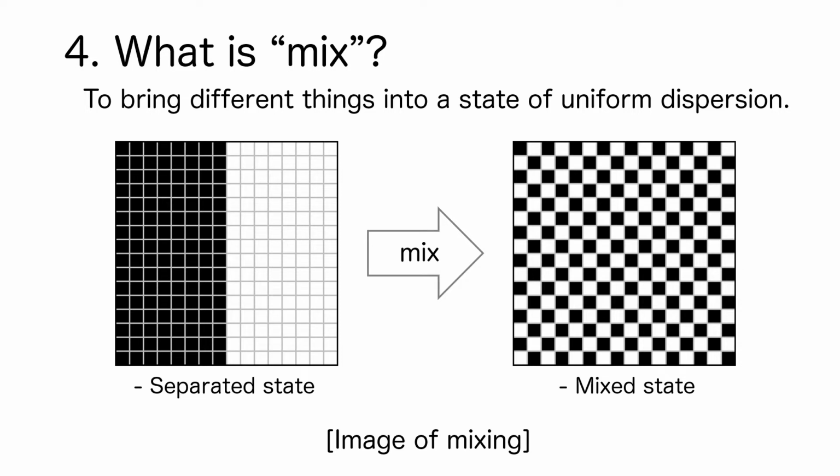To mix is to bring different things into a state of uniform dispersion. The screen is an image diagram of mix. The left side of the screen shows the separated state before mixing, and the right side of the screen shows the state of uniform dispersion of different materials after mixing.